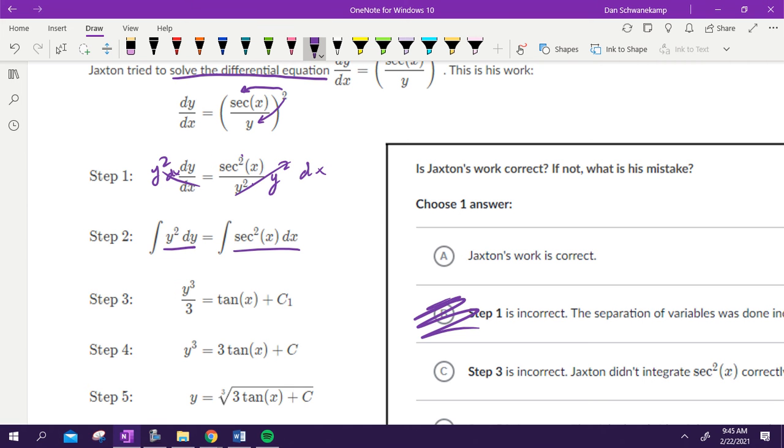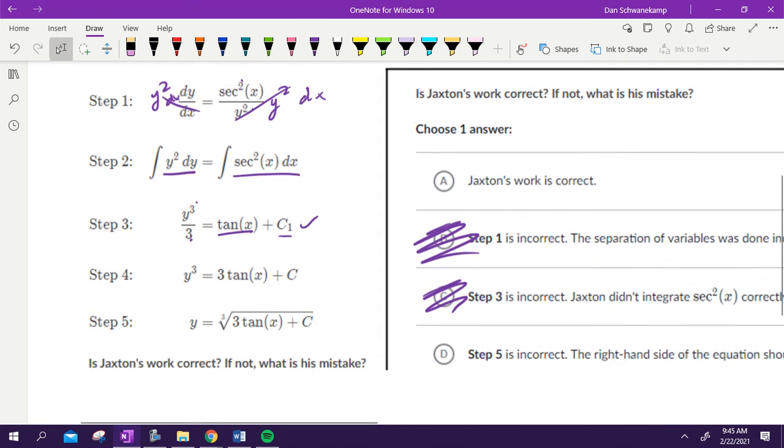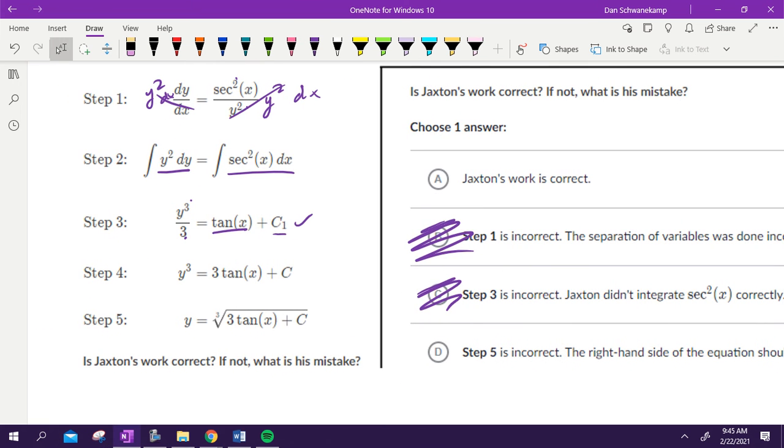From step two, we separate. Then we integrate. Okay, when we integrate, we get rid of the dy. So we take the antiderivative of y squared. We add 1 to our exponent, divide by our new exponent. That's fine. What, when you take the derivative of it, gets you secant squared? Tangent x, great. They put this little c1 right here. Don't worry about the 1. It's c. It's plus c. We good there? Yeah, that's fine. Step 3 is fine. So step 3 is good. Yeah, we integrated secant squared correctly.